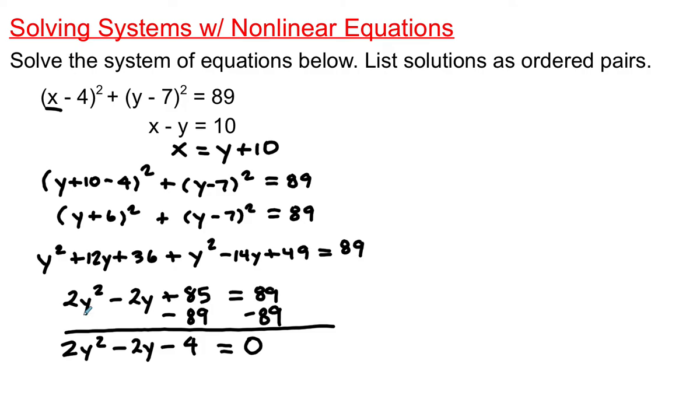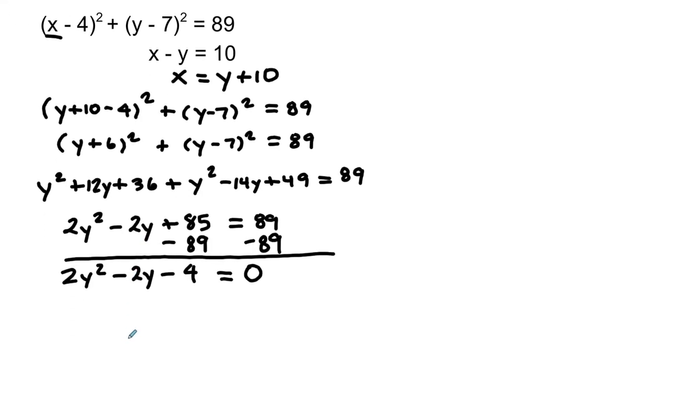From this point, you can solve the quadratic any way you please. There's multiple ways to do it. If you're a quadratic formula person, you could do that. For me, I would prefer to use factoring. The first thing I can do in factoring here is look for a greatest common factor. 2 is a factor in each of these, so I'm going to factor out a 2, and I'm left with y squared minus y minus 2 equals 0. If I distributed this 2 back through, you'd see I'd end up with the same thing I had.